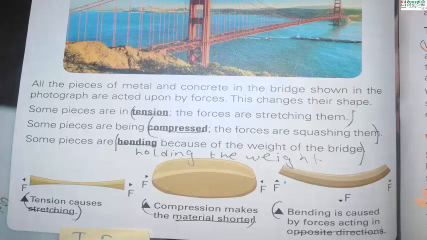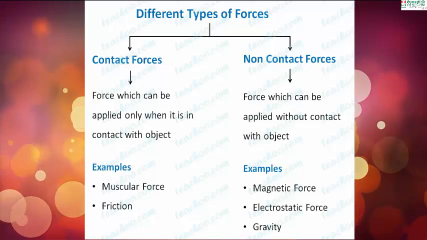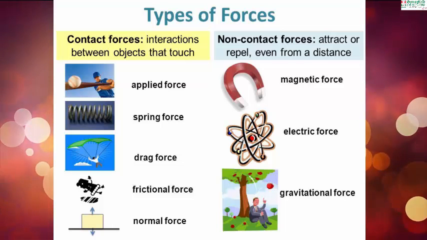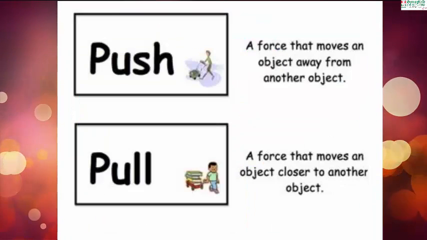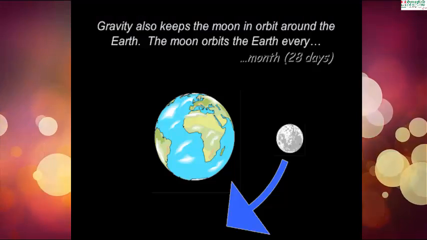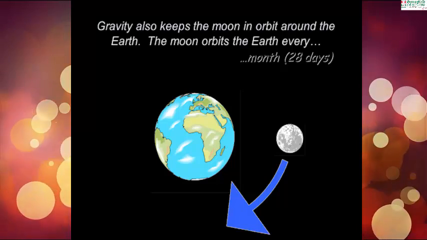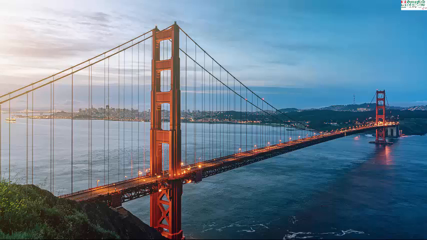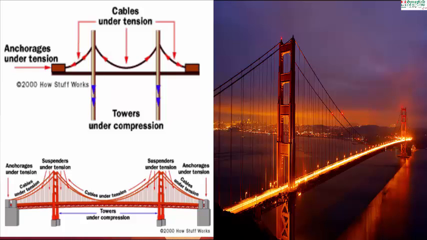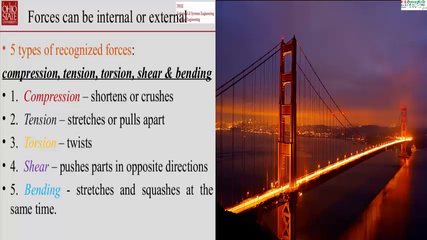So here some common forces are described, that is the contact forces. As the name suggests, this force requires two objects, for example the force of push or the force of pull. But there are also some forces which act at a distance, for example gravity. Gravity is the pull of the earth which holds the moon in its orbit. As you can see in the picture of the bridge here, some parts are in tension, meaning the ropes are tightly pulled. Some parts are in compression, meaning they are being squashed and pressed hard, while some are bent like the top rope.